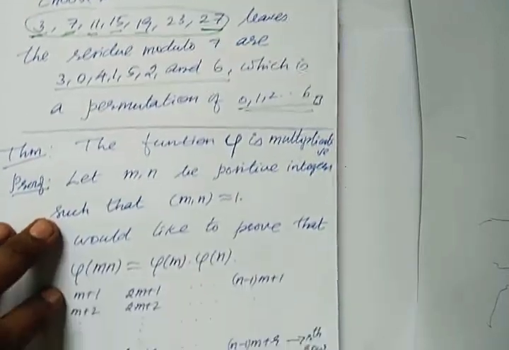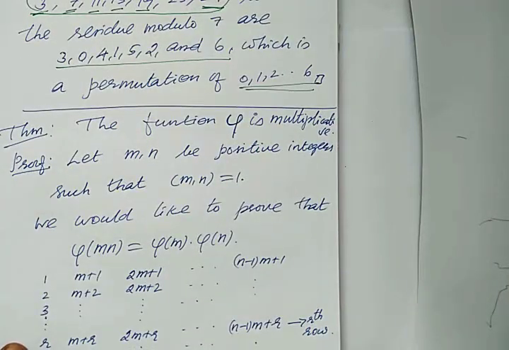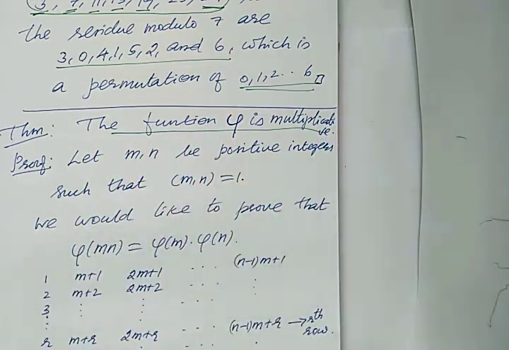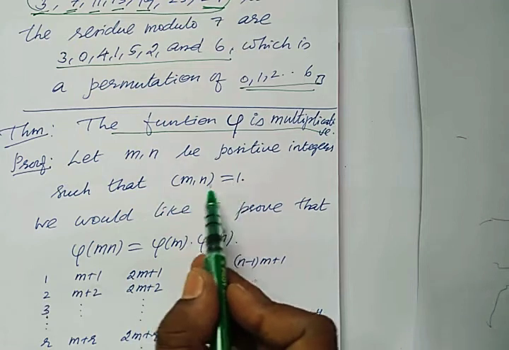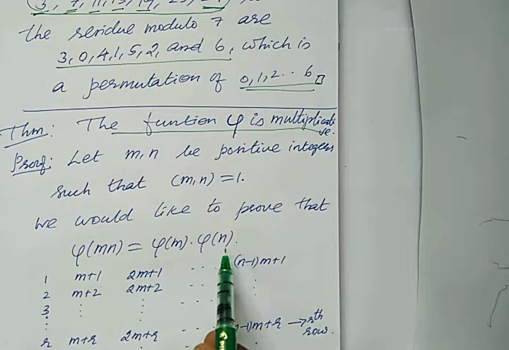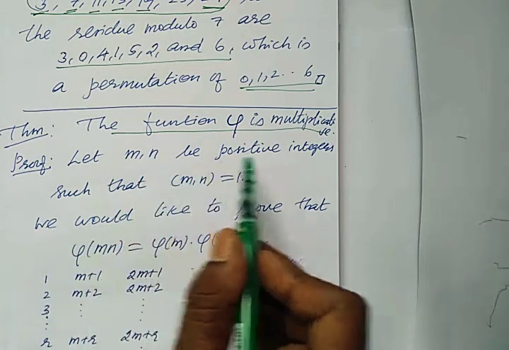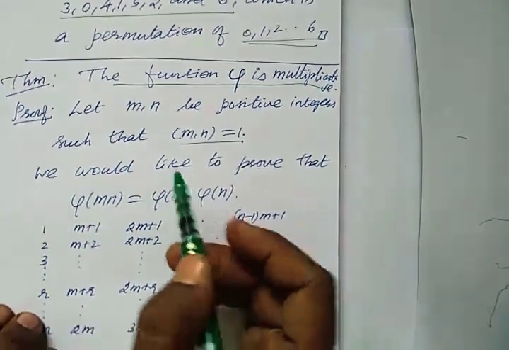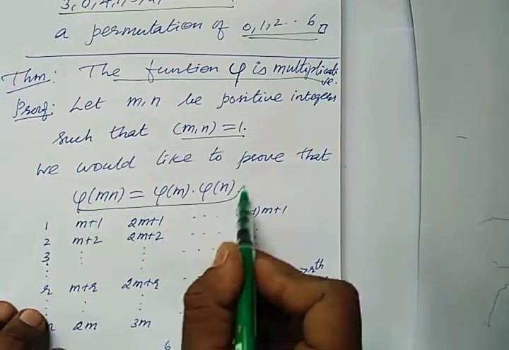Let us see this theorem, and this proves that phi is multiplicative. The theorem statement is: the function phi is multiplicative. Multiplicative means, if m and n are relatively prime, then phi of mn is equal to phi of m into phi of n. We have to prove this one. Let m and n be positive integers such that they are relatively prime. We would like to prove this statement.